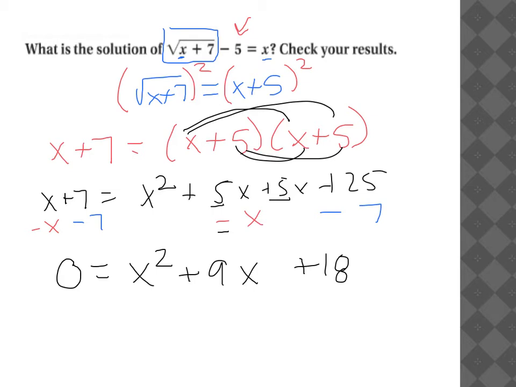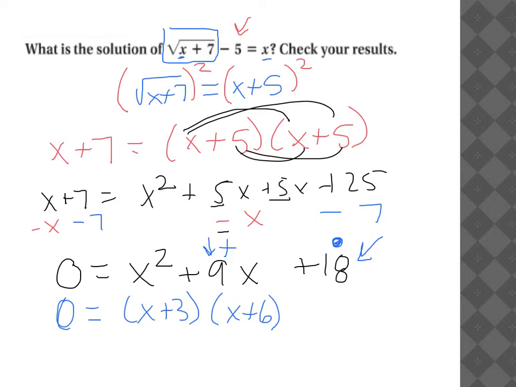And now I want to factor. So when I'm looking at these two numbers, I'm looking for numbers that multiply to get 18, but add together to get 9. So multiply, but we'll add. So 18 could be 3 and 6. So I can rewrite this as 0 is equal to x plus 3, x plus 6. And if I solve each one of these for x, meaning x plus 3 has to be equal to 0, so x is going to be either equal to negative 3 or negative 6.